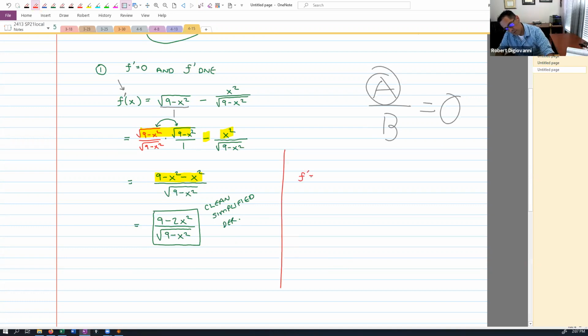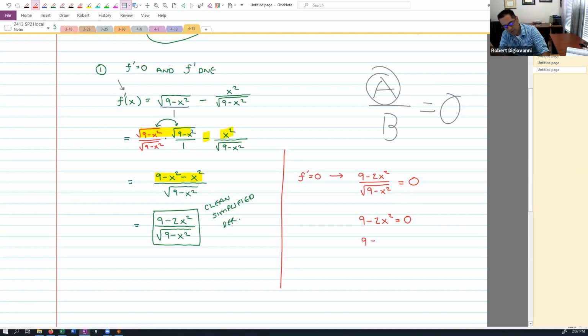So f prime equals 0 means, so now I'm finding the critical numbers. I set 9 minus 2x squared over the square root of 9 minus x squared equal to 0. But see, now I have a fraction equal to 0, right? I had to put these together first before I could say I have a fraction equals 0. So this means all I have to do is set the numerator equal to 0. And that's quadratic, but it's easier to solve than a normal quadratic equation because I'm missing an x term.